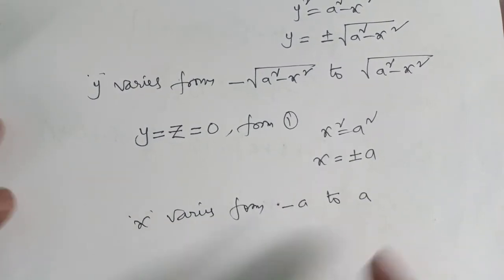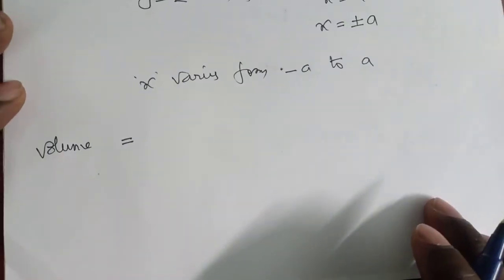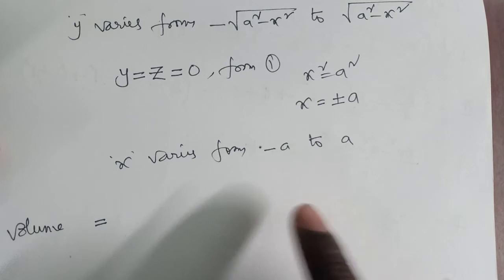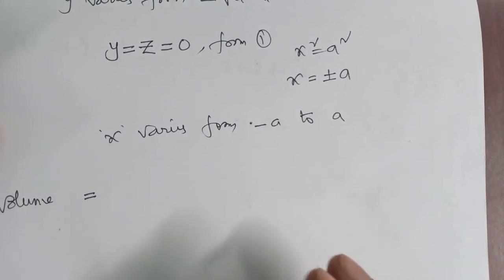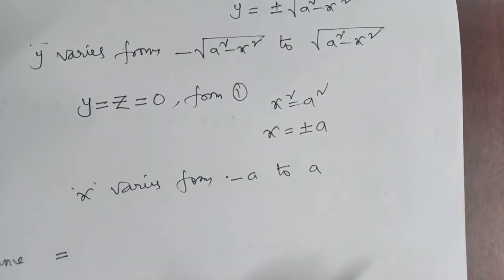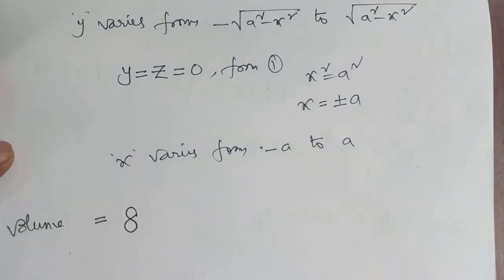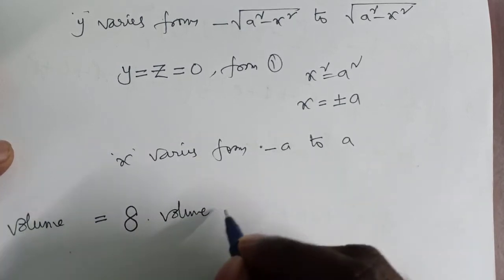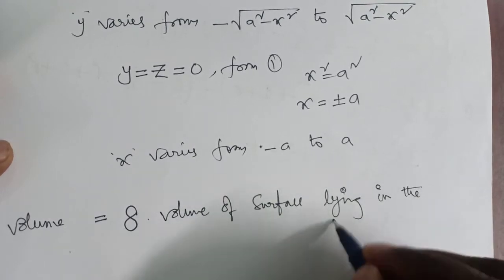Now coming to finding the volume of the sphere. In 3D we have 8 octants. So instead of taking the bounds from minus to plus, I need to find the volume of the surface lying in the first octant. The volume of the surface in the first octant, times 8, gives the volume of the entire sphere. Please see this, we have 8 octants. So 8 times the volume of the surface of the sphere lying in the first octant gives the entire volume of the sphere.